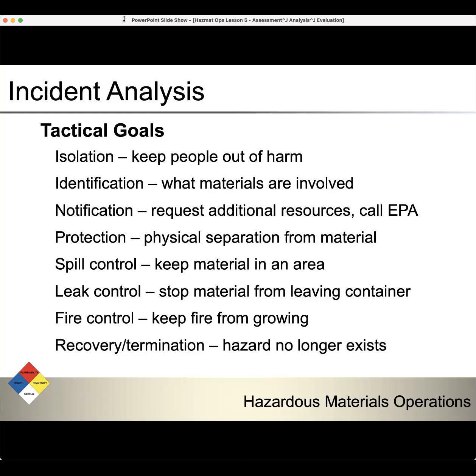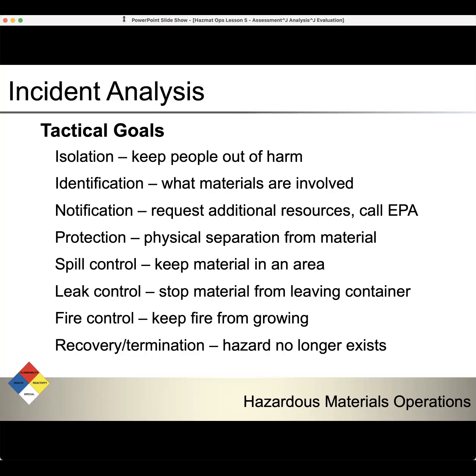Spill control, we're going to keep the material in an area. We may have to give up some area to do that safely. That's part of that strategic decision making. And then we're going to control it. We're going to make it go where we want it to go.